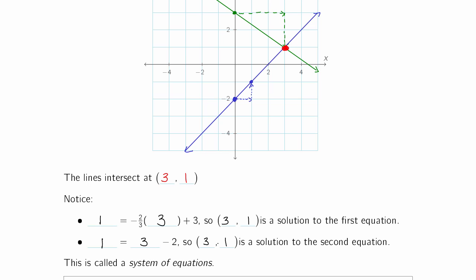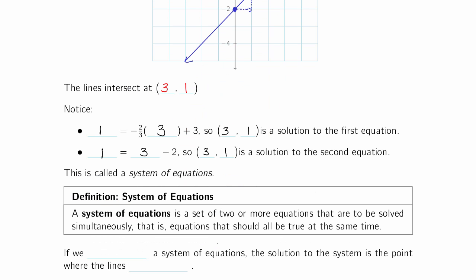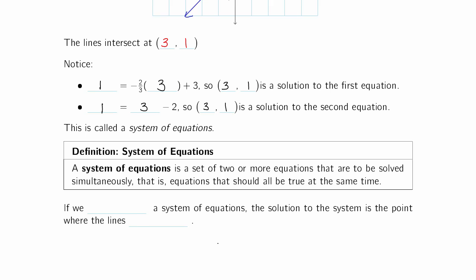When we have two equations that we consider together like this, that's called a system of equations. A system of equations can consist of two or more equations that are to be solved at the same time. That is, we're looking for pairs or sets of numbers that are solutions to all of the equations at the same time.